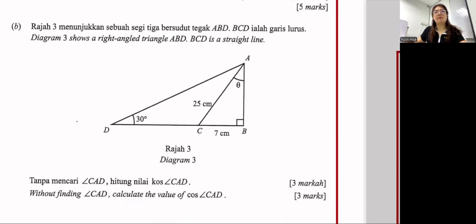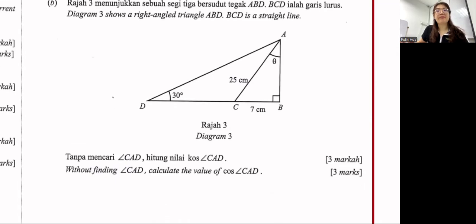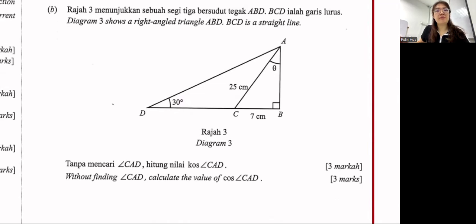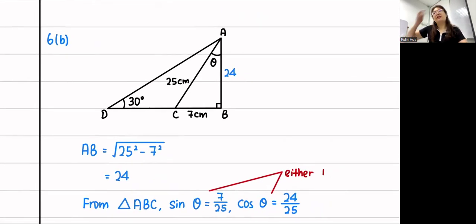Okay, part B is something that is new because usually in paper 2 you will be asked to draw a graph, but this time we don't have a graph question. Okay, now this is the triangle. The question is simple. Without finding the angle of CAD, without knowing what angle this is, I do not want to know. I want you to find cos of this angle. Okay, so you go back. This one I drew already, I just copy that from you.